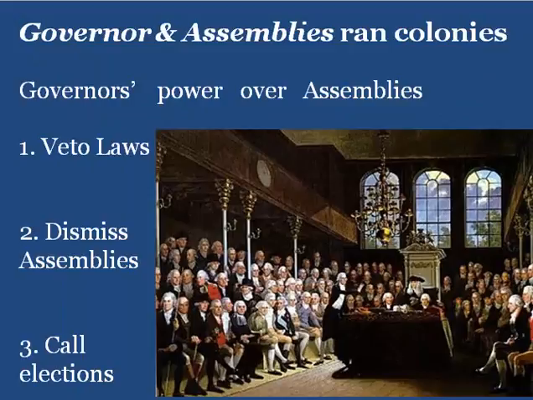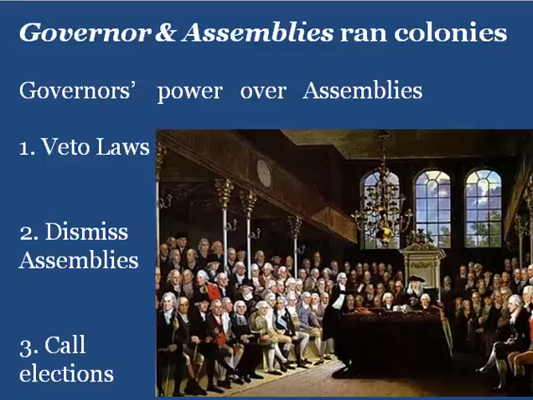Well, let's look at how the colonies were governed. Remember, there were 13 colonies, not all at once, but in the late colonial era, 13 different colonies. And all the colonies had governors, and all the colonies had assemblies. Just like today, California has a governor, and we have an assembly, which is a representative branch that we vote for. Governors and assemblies ran the colonies together.